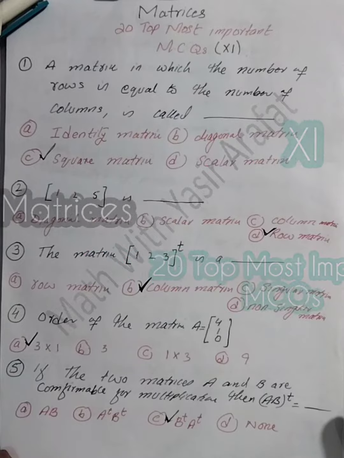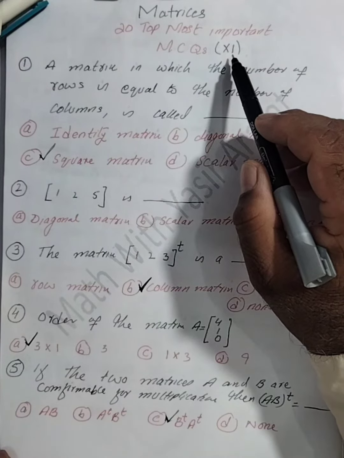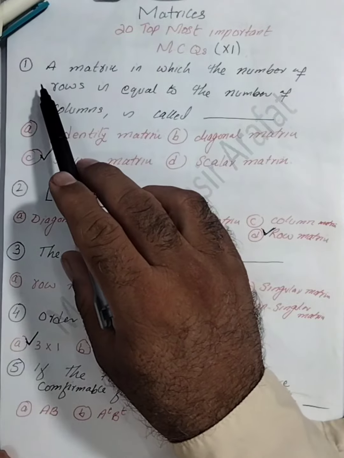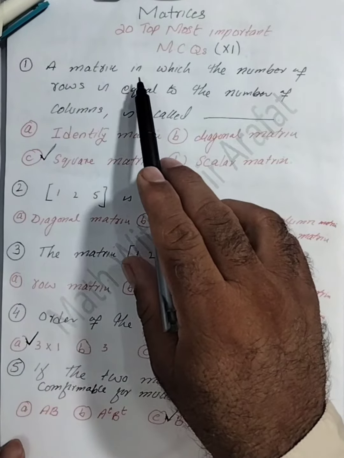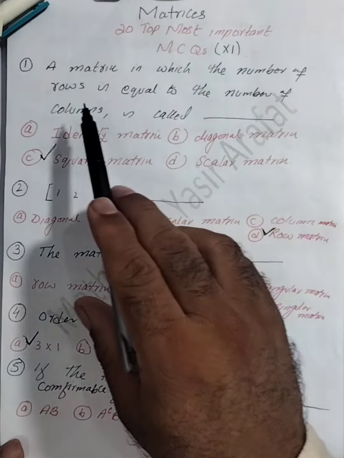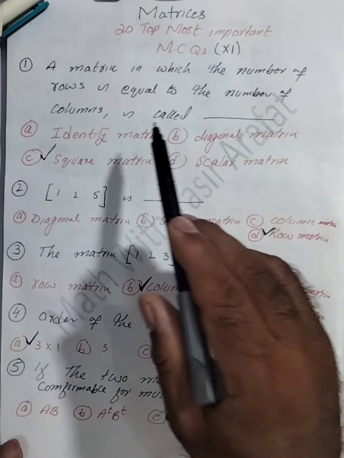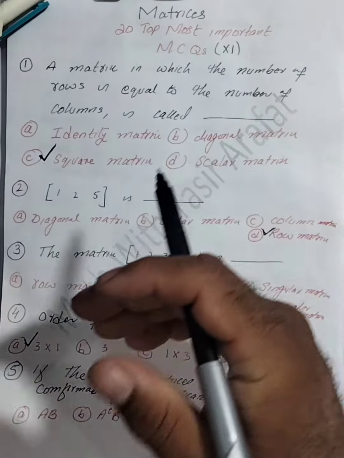You are watching Math with Yasir Rafat, and we have to discuss the 20 most important MCQs of first year matrices here. Now, come to the first MCQ here, that is a matrix in which the number of rows and the number of columns are equal, then the matrix is called a square matrix.